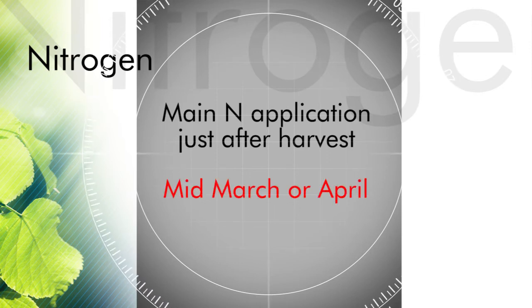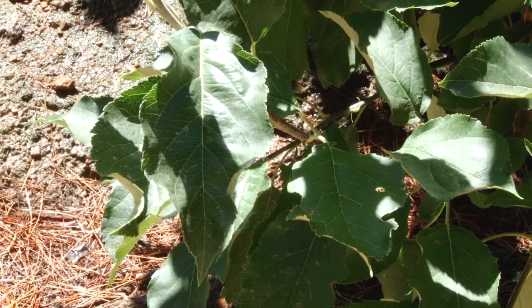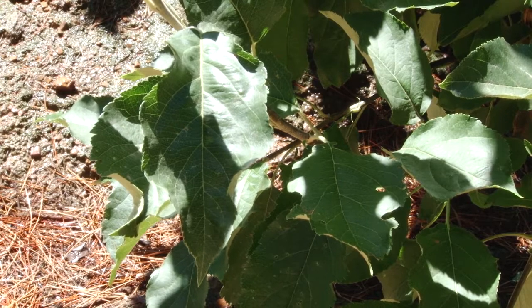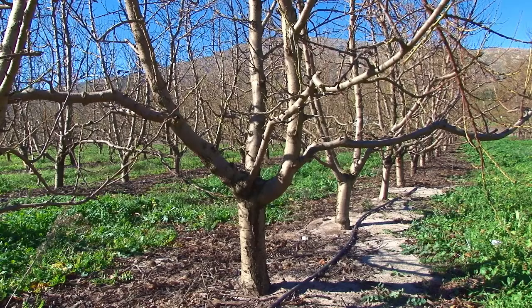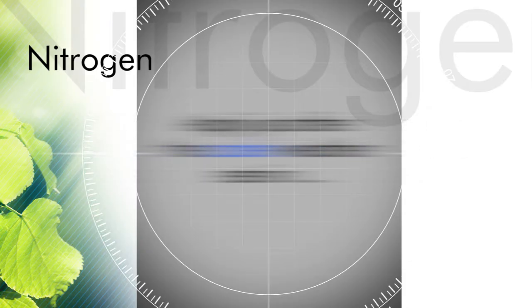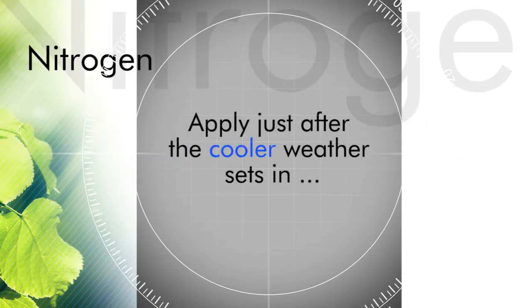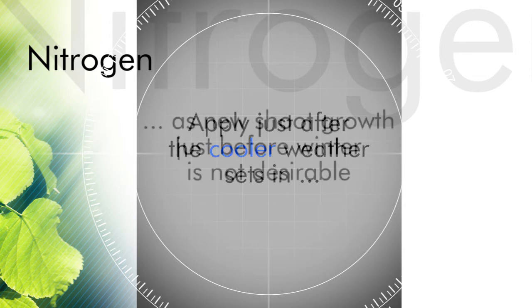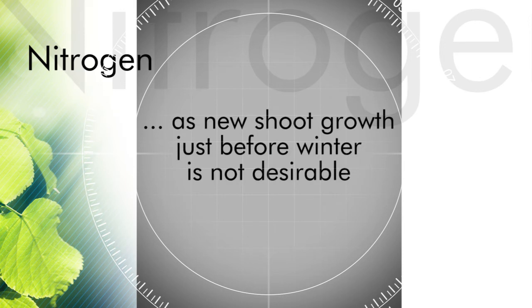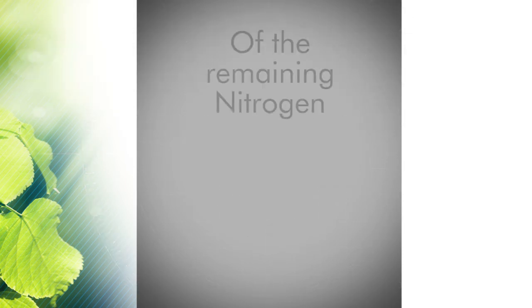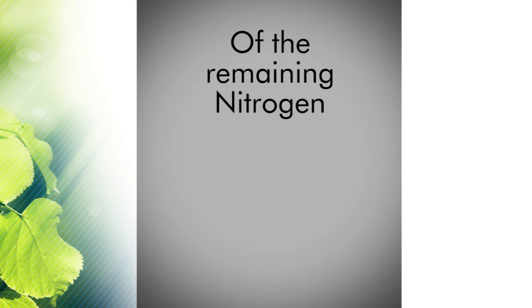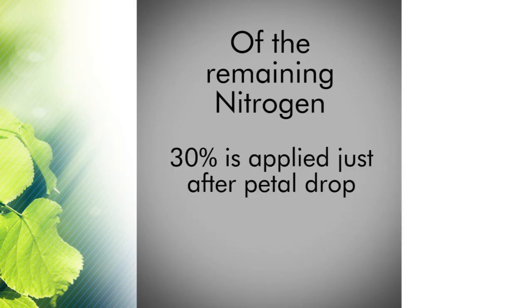This is done in mid-March or April after the crop has been harvested, giving the tree enough time to take up and store the reserves before it becomes dormant at the start of the winter. This large nitrogen application should be done just after the cooler weather has set in, as new shoot growth before winter is not desirable.